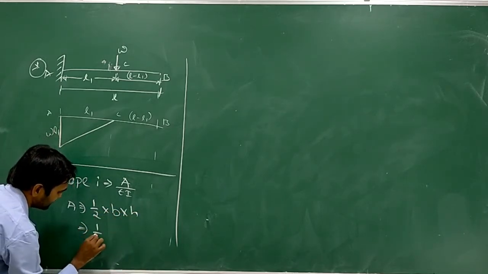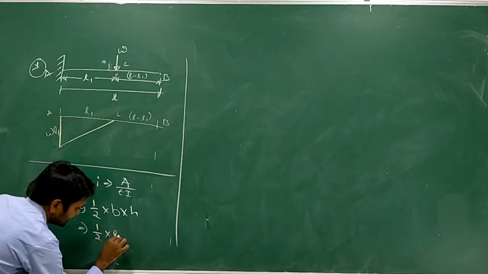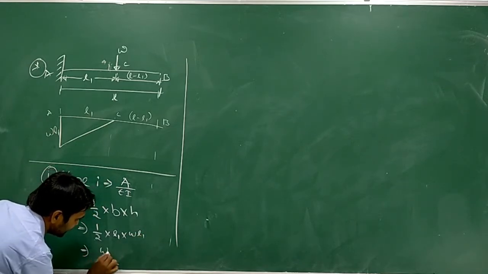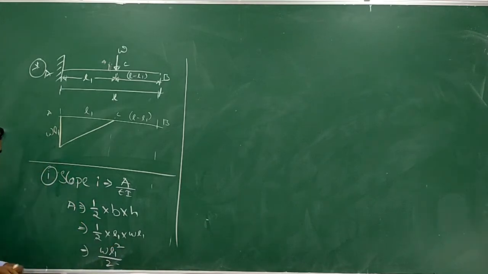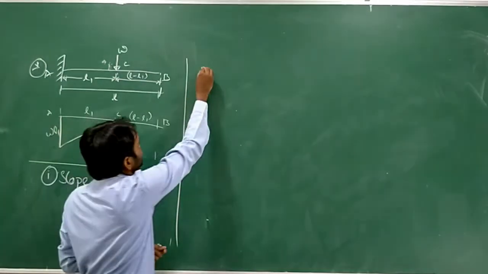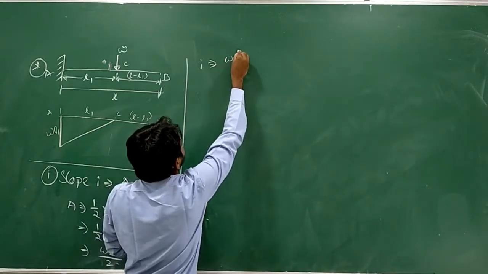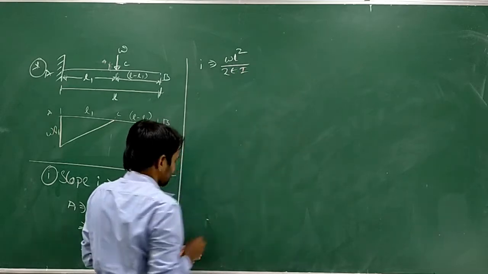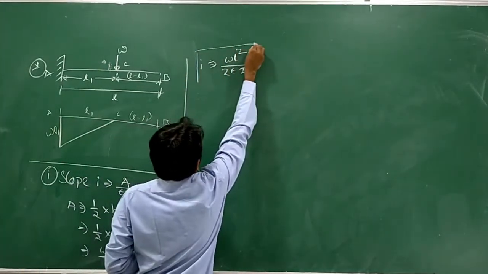Here half into base, which is L1, into height, which is WL1. So the total is WL1 square by 2. Now let us substitute in this. Therefore θ equal to WL1 square by 2EI. So this is my slope.